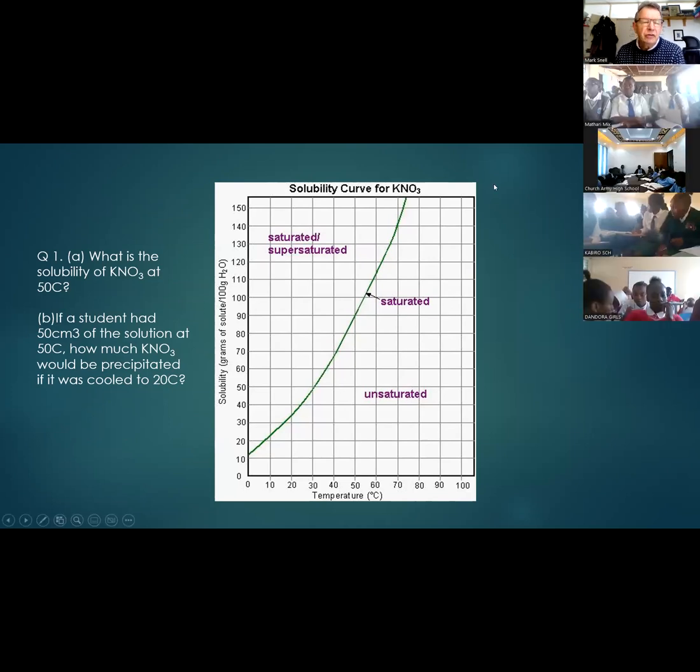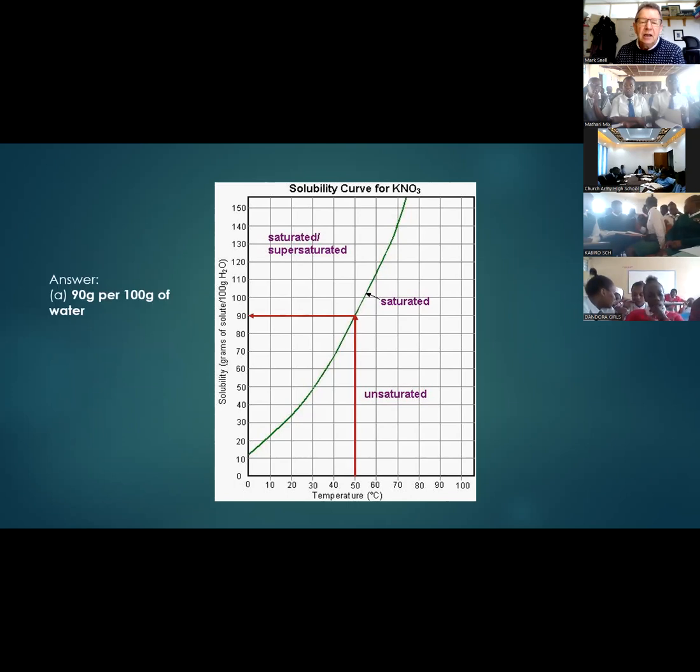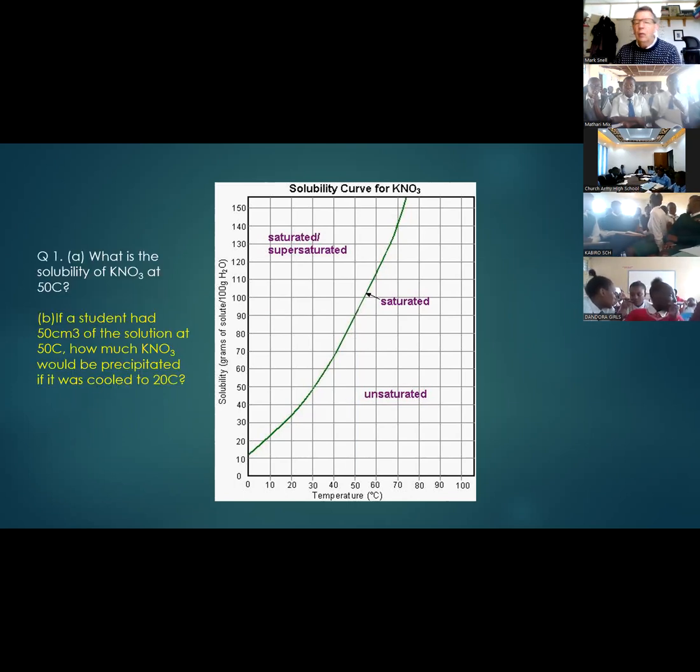This was one that I showed you very simply. It showed you how to find the solubility at a particular temperature. It was really easy. And then we said, okay, there's 90. Then how we do another kind of question is this. Here was the question. If a student had 50 cubic centimeters of the solution at 50, how much KNO3 would be precipitated if it was cooled to 20?